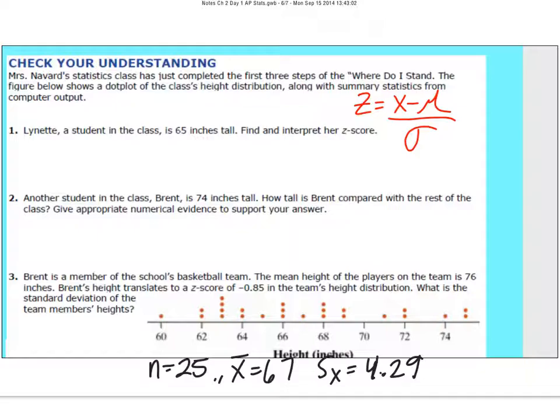So let's look at this example. We have a particular teacher's class in terms of, they said, where do I stand? What are your heights? Down below here we have a dot plot of the height distribution of the students in this teacher's course, along with some output. So I think you have the computer output on your screen. So here n is how many pieces of data. There's 25 dots. X bar is the mean height of 67 inches. S of x is the standard deviation of the sample, which is 4.29.